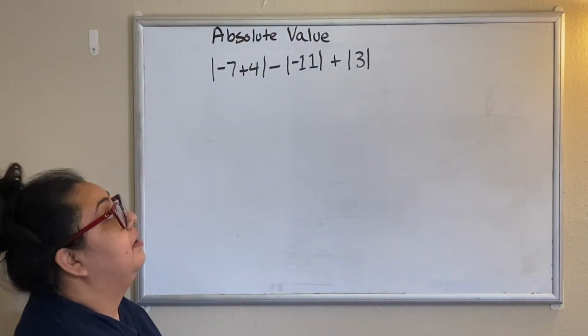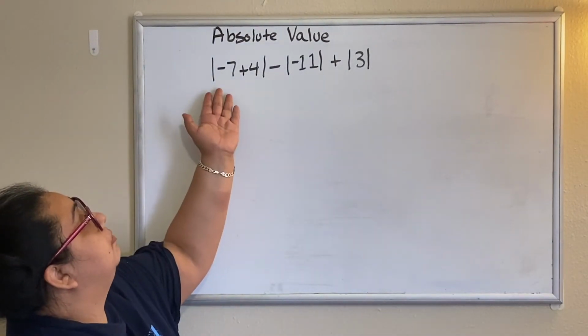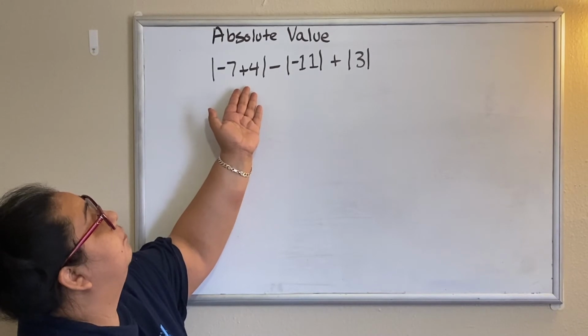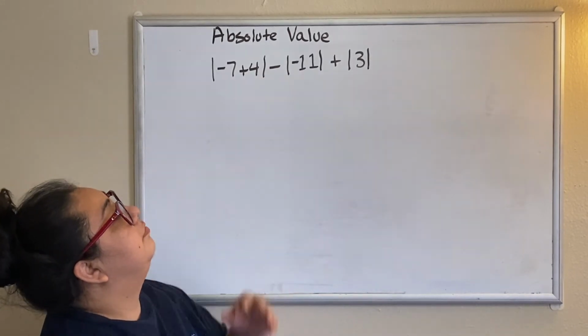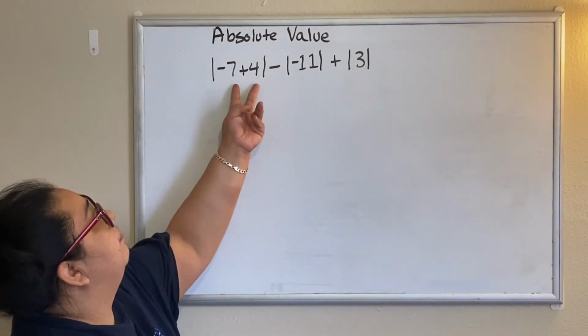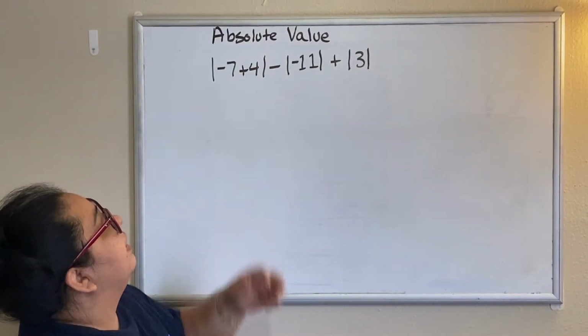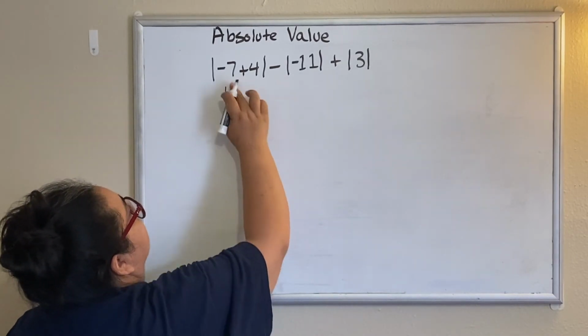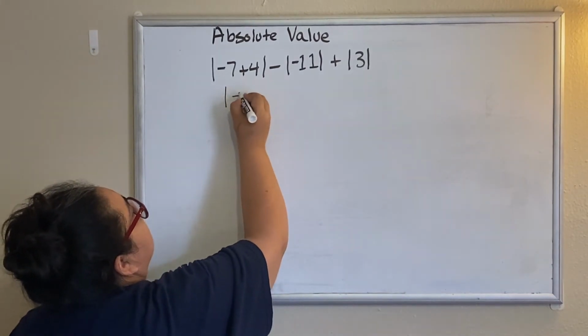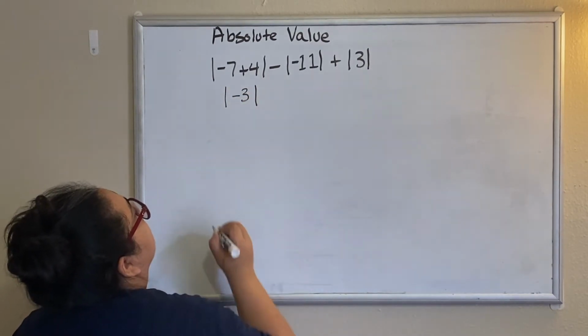Okay, so here we have example 2. Example 2 is the absolute value of -7 plus 4 minus the absolute value of -11 plus the absolute value of 3. So here we have a group, and we need to simplify the inside of that group first. So we're going to say the absolute value of -7 plus 4 is -3. So we're going to write that.